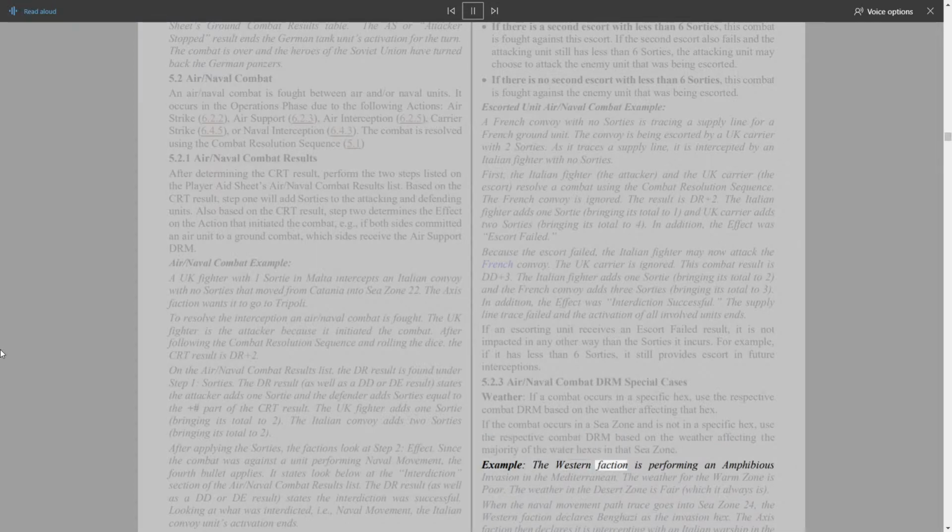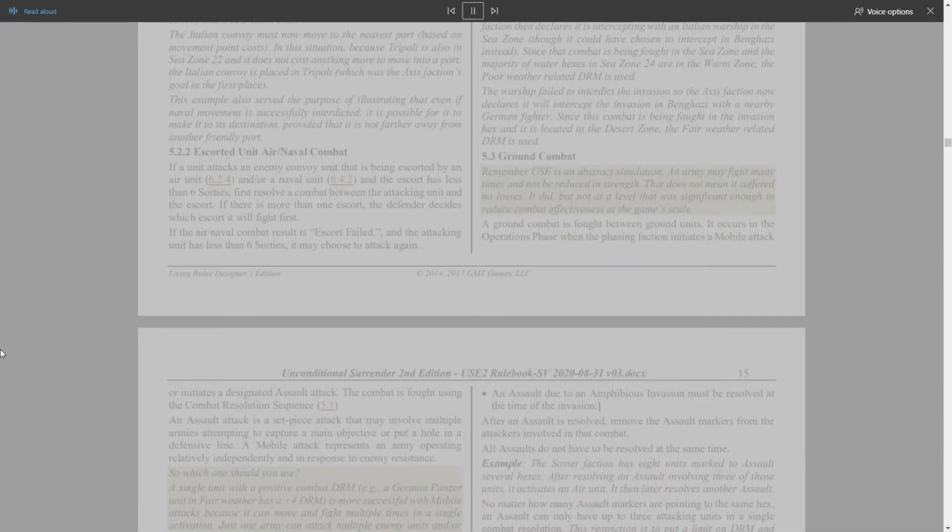Example: the Western faction is performing an amphibious invasion in the Mediterranean. The weather for the warm zone is poor. The weather in the desert zone is fair, which it always is. When the naval movement path trace goes into sea zone 24, the Western faction declares Benghazi as the invasion hex. The Axis faction then declares it is intercepting with an Italian warship in the sea zone, though it could have chosen to intercept in Benghazi instead.